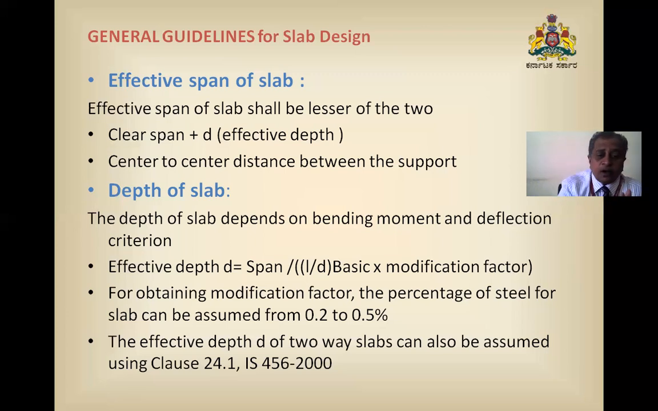Okay. For obtaining the modification factor, the percentage of steel of the slab can be assumed from 0.2 to 0.5%. The effective depth of a two-way slab can also be assumed with respect to clause number 24.1. For two-way slab, it is 24.1. For one-way slab, it is 23.2.1. For simply supported slabs, it is 20 with a modification factor of 25%. Excess to that also is to be considered.